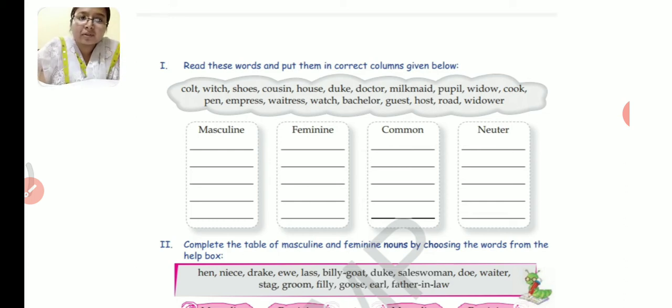Next is shoes. Shoes are non-living things, so it will come under neuter gender. Cousin. Cousin can be both male as well as female. It is not described here whether the cousin is male or female, so it will be under common gender. So this way this question can be done.